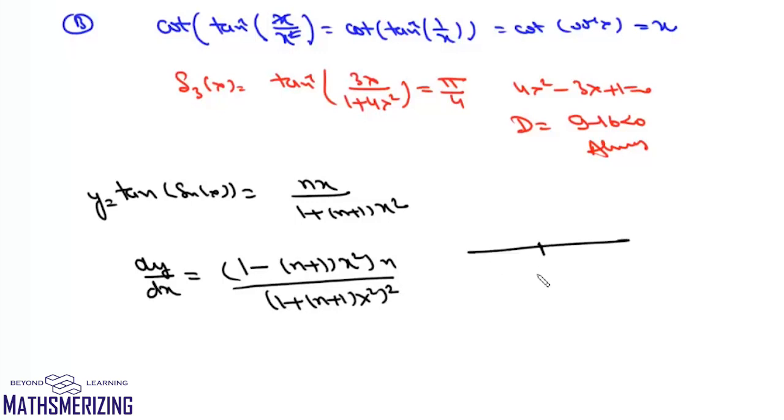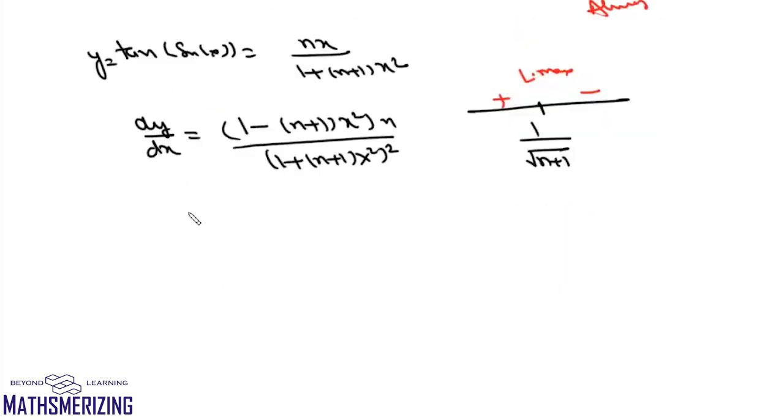So here we'll get one root, which is 1 upon under root of n plus 1. Now this is plus and this is minus. So this function will have a local maxima at 1 upon under root n plus 1. Now if we find its value at 1 upon under root n plus 1, this value will be n upon under root of n plus 1 by 2, which is n upon 2 under root n plus 1.